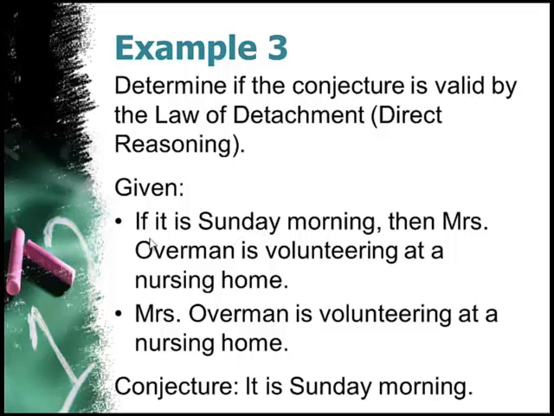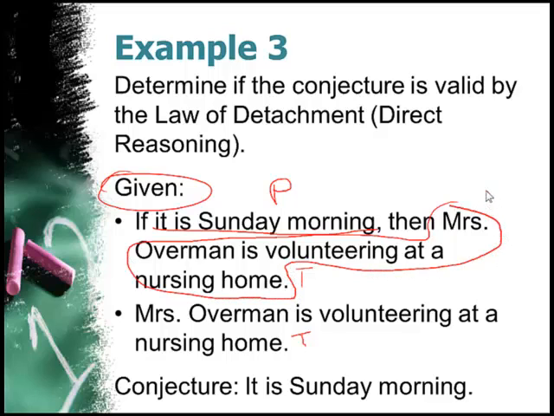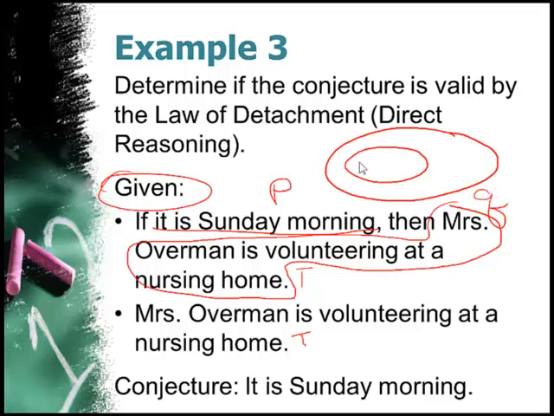So how do we use it? It helps to identify which part is the hypothesis. See how we have the given here. I told you about that. These two are assumed to be true, all right? Automatically true. So it is Sunday morning. That's the hypothesis. Then Mrs. Overman is at a nursing home. That's the conclusion, the Q. All right. So if I do a Venn diagram, I'll do P, and we'll say Sunday morning. And then nursing home is the Q part, so I'll do NH for nursing home. So if it is Sunday morning, then I am at the nursing home.